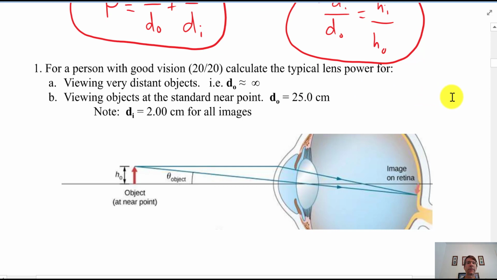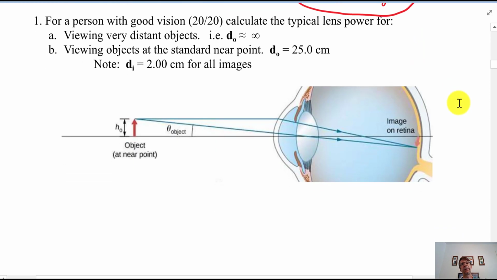This is going to be a pretty straightforward problem. It's two parts. When you get corrective lenses, it gets a little bit more difficult. But for example, here it says a person with 20/20 vision, find the typical lens power. So part A is pretty straightforward.